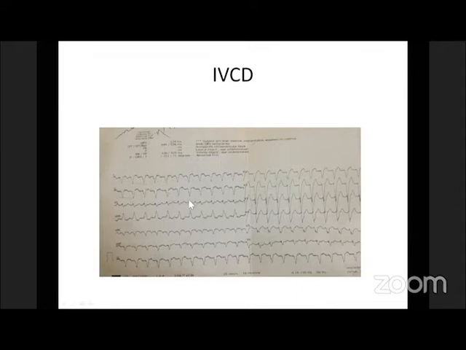Looking at this ECG, V1 is negative, so it is not right bundle branch block. And V6 is also negative, so it is not left bundle branch block. So it is neither left bundle branch nor right bundle branch block. It is a specific term that we call intraventricular conduction delay. There is only delay, but without blocking of the bundles. It usually occurs in advanced cardiomyopathy when there is fibrosis.